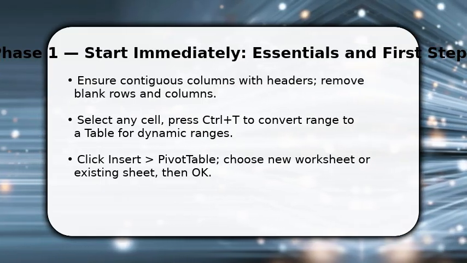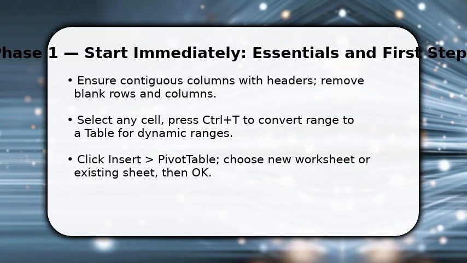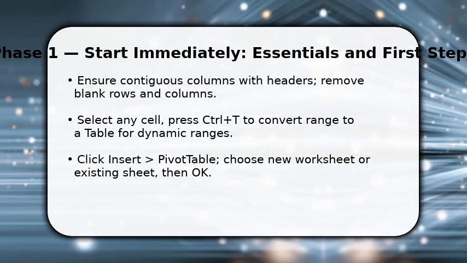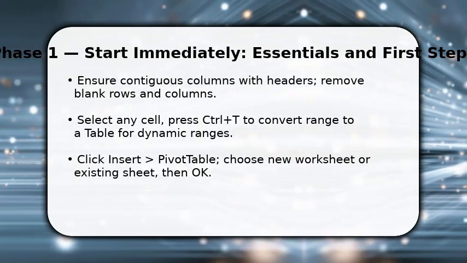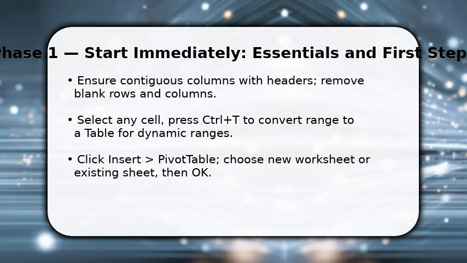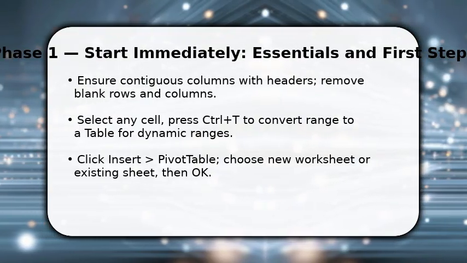Pick a new worksheet or an existing location and click OK. This creates the blank pivot canvas, which is your working area, and prepares the field list for the next steps. Now you assemble the pivot.